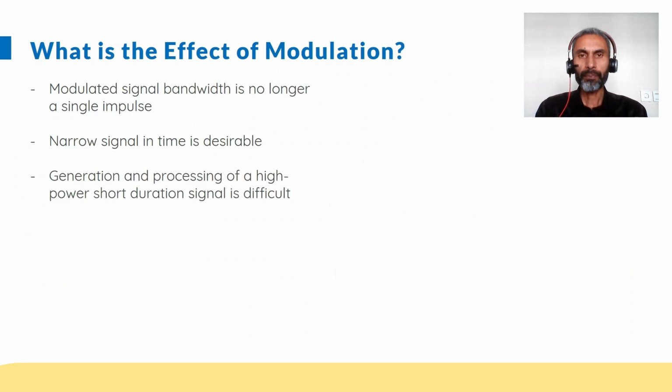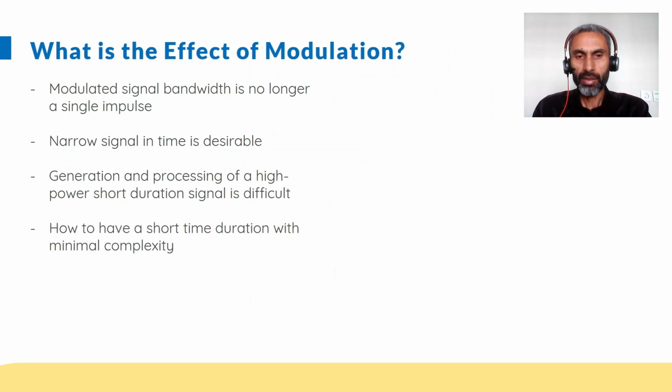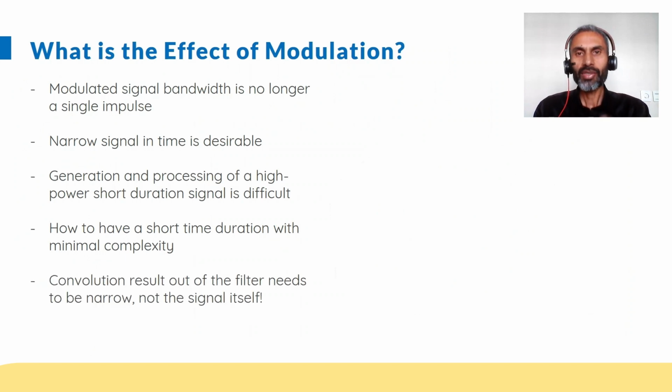So a narrow signal in time domain is desired, but from an RF circuit design perspective, generation and processing of a high power short duration signal is very difficult. Now, the question is how to have a short time duration signal with minimal complexity. The answer is very interesting. The idea is that all the signals arriving at the receiver are processed by a filter. So the output of the filter needs to be narrow in time domain, not necessarily the signal itself.